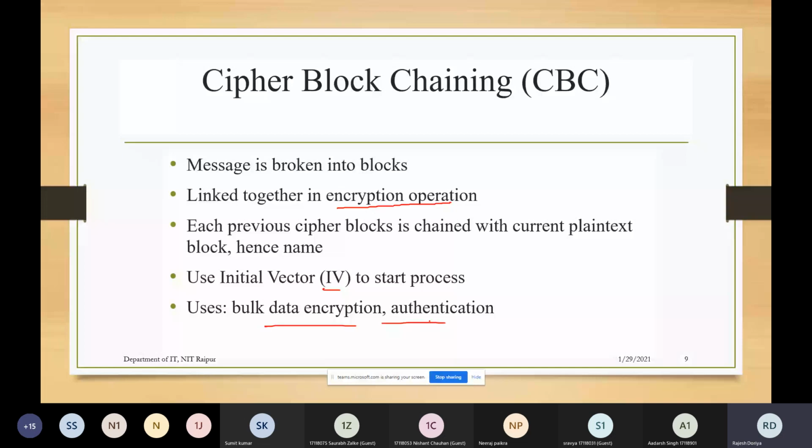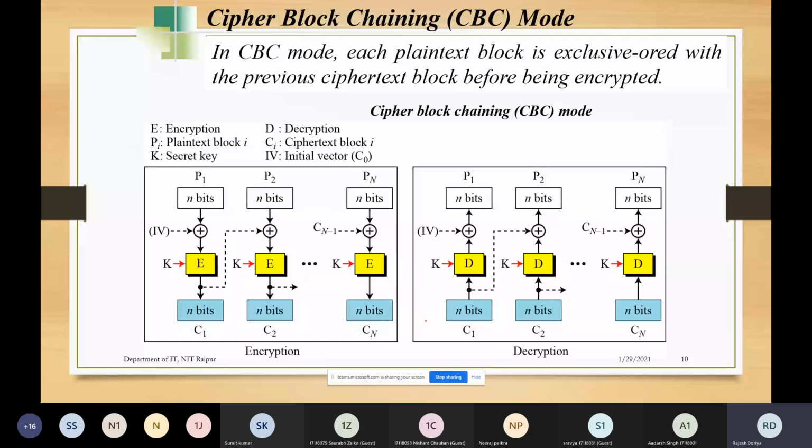Now let us see how exactly it functions. This is the typical working diagram of cipher block chaining mode. As you can see, this time the n bits of plaintext are XORed with an initialization vector. Then the output is encrypted with the help of a key to produce n bits of ciphertext. This n-bit ciphertext is then sent as feedback to the next round, and hence it creates a dependency on the previous round.